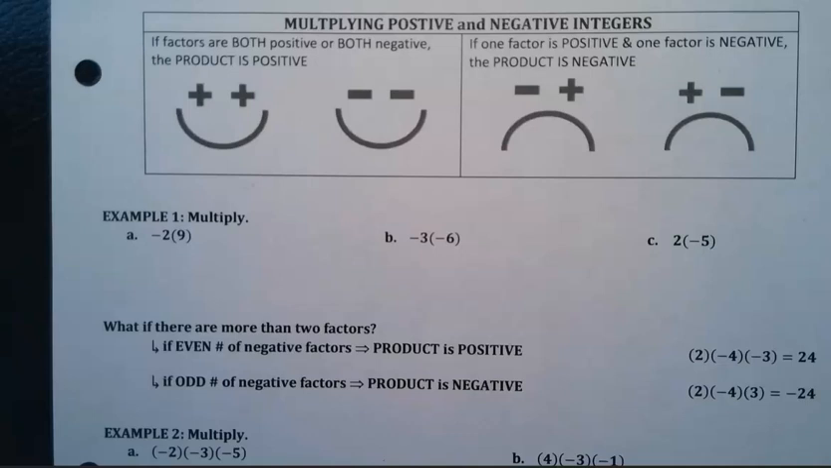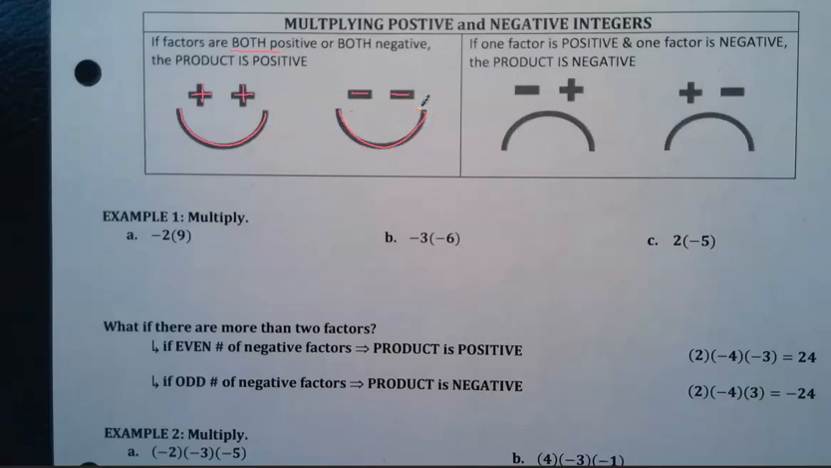integers. Okay, positive and negatives. So if factors are both positive, so we've got two positives here, or they're both negative, so we have some negatives, then our product, or the answer, is positive. You get a nice little smiley face on both of those.